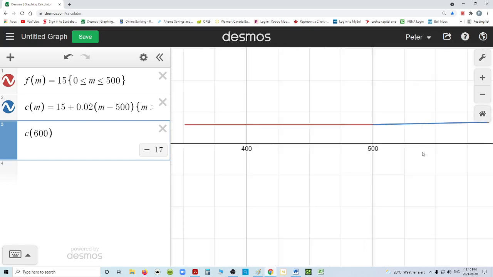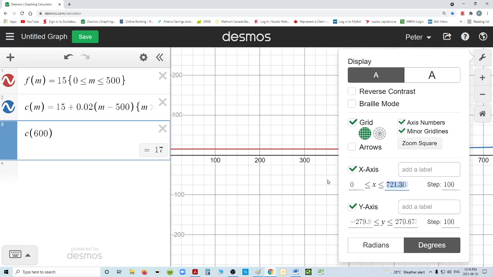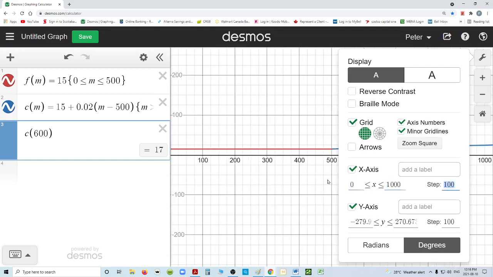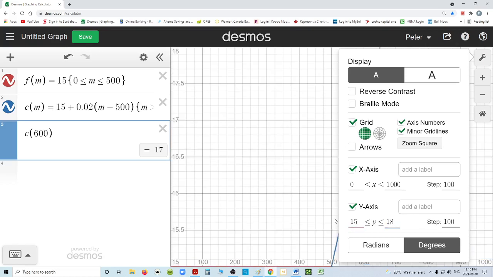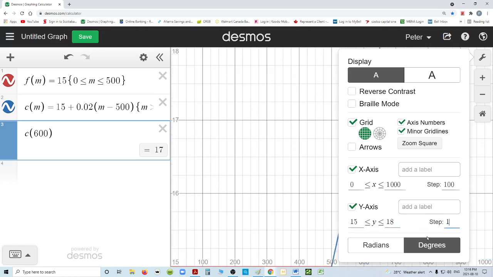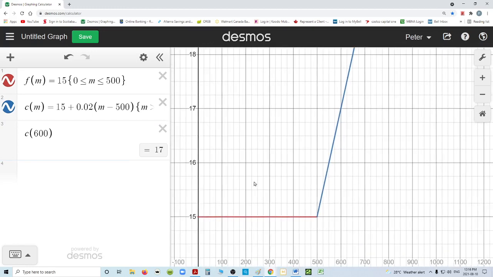And graphically you can find it as well. So you can always, and that's where I wish this had done better. 0 to 1,000 and step there. That's a bit better. And my y, I just want it to go from 15 to 17 in steps of 1. Okay. There. That's a better visual. And you can see, okay, it's 15 bucks, 15 bucks, 15 bucks. Oh, it's going to cost me more as I go up.